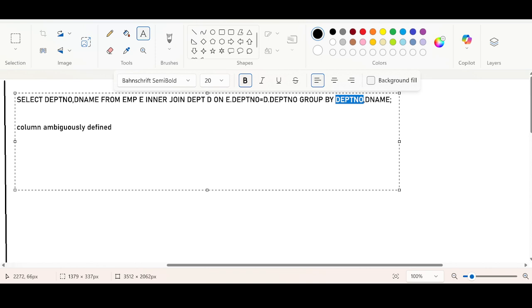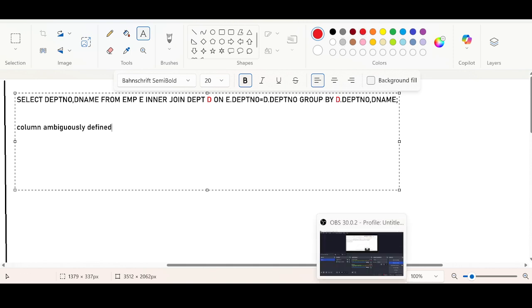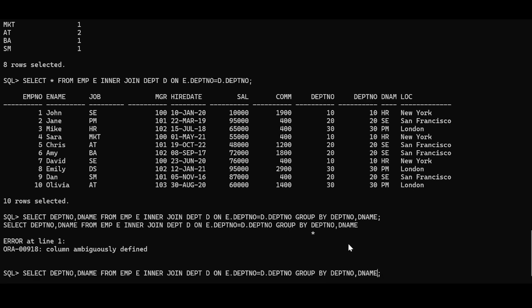What else can I do here to avoid this? If I want to refer to the department number of the DEPT table, what alias name am I using here? The alias name is D, so DEPT D. I can use D.DEPT here. Now it is clear that I am referring to the department number of the DEPT table. Problem solved, right? Let us do that. When I say D.DEPT table, we are thinking that the problem is solved.